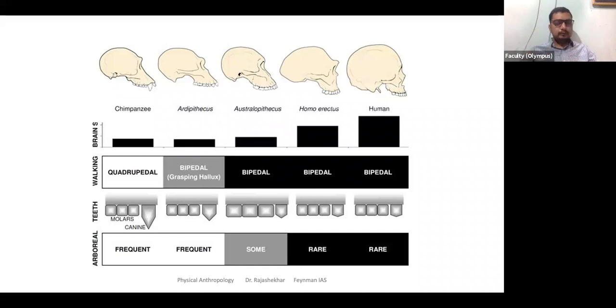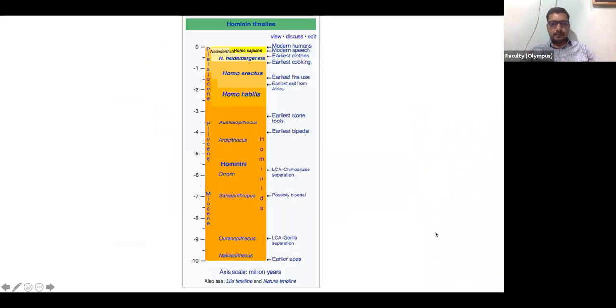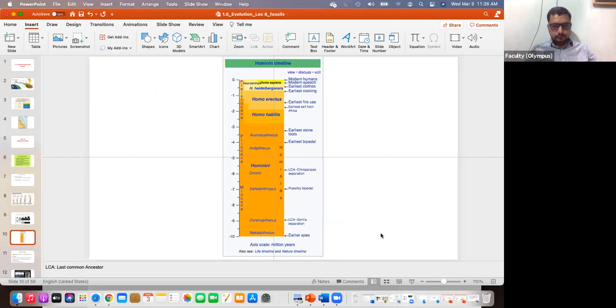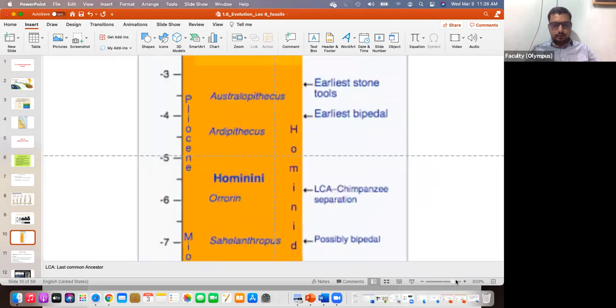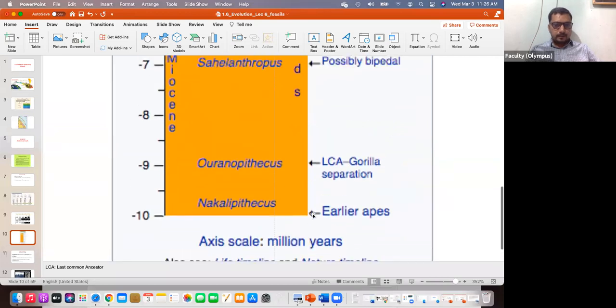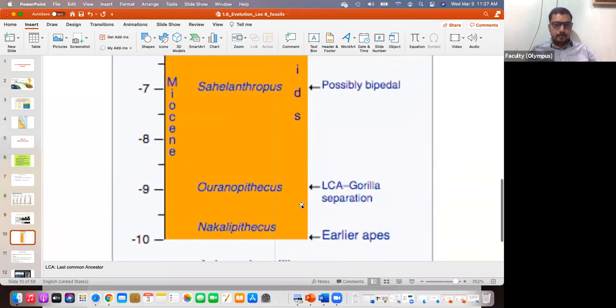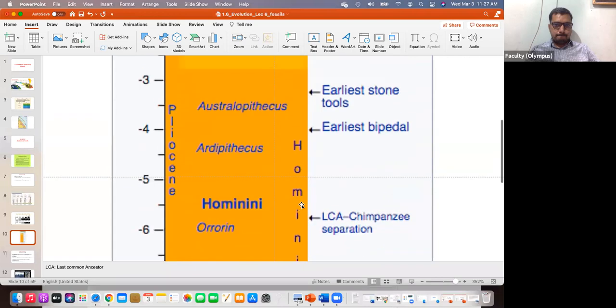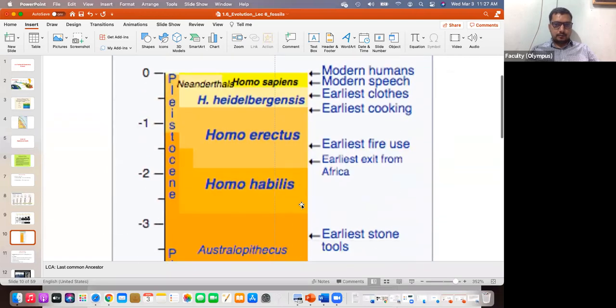Okay, right. This is also something I'm going to share with you, because this is all to provide the overall picture of things. Okay, so Australopithecus started there.